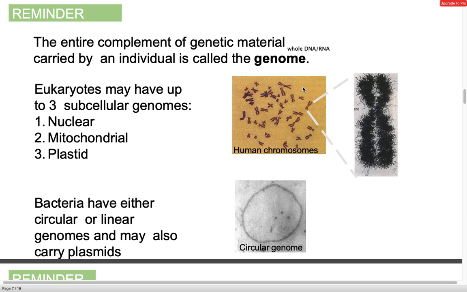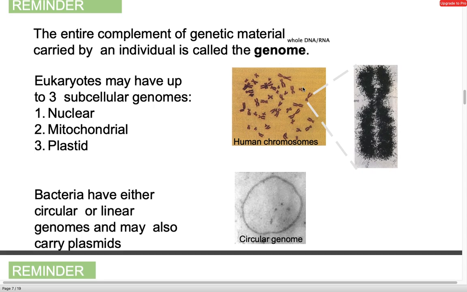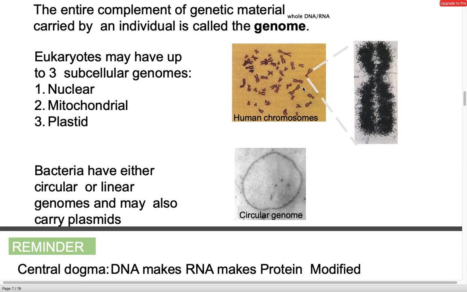Inside the genome, in eukaryotes, you will have up to three subcellular genomes. We call them nuclear, mitochondrial and plastid genomes. This is in higher organisms. Each genome encodes its own DNA sequences. Bacteria have either a circular or linear genome and may also carry plasmids. Like I've told you before in other classes, a plasmid can be a circular piece of extra DNA inside a bacterium.